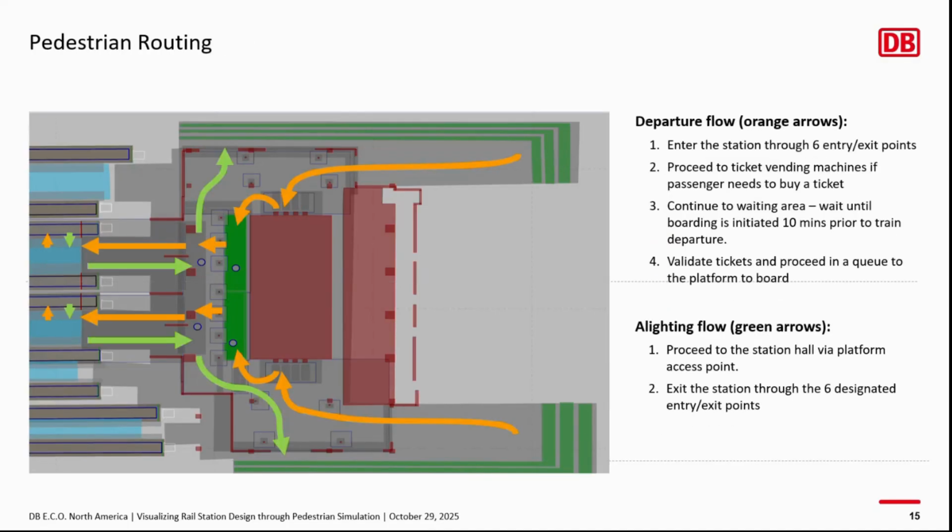And this is showing how the pedestrian routing would work. For departing passengers, they enter the station. If they are assigned that they need to buy a ticket, then they proceed to the ticket vending machines. If not, they skip those. And then if there's still more than 10 minutes before their train departs, they proceed to the corresponding waiting area for their train, at which point they wait until they're called to board. Once they're called to board, they validate their tickets at one of the ticket validator machines and then proceed to the platform. The alighting flow is much more straightforward. They basically just exit the station.